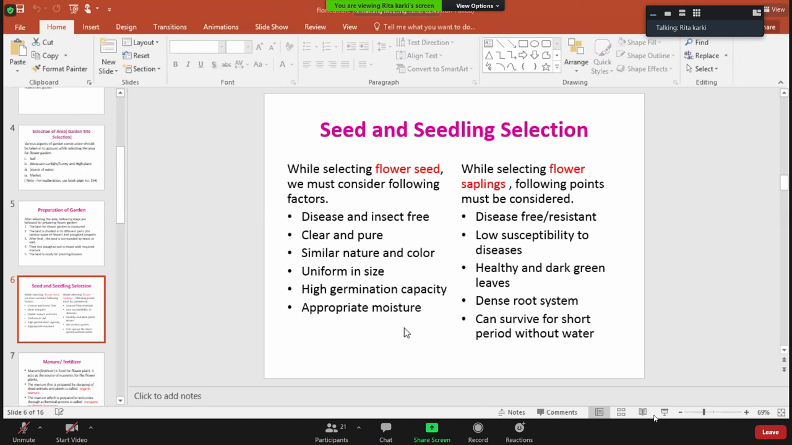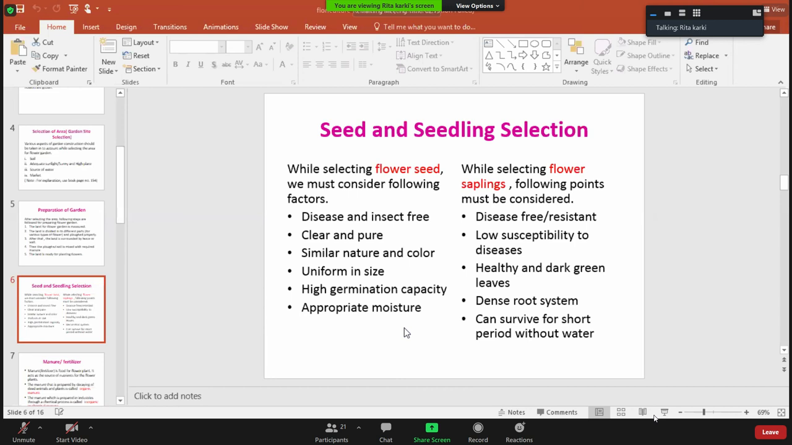Similarly, the seeds should be of uniform size. If the seeds have different sizes, they cannot grow and develop properly. Some of the seeds will grow into a huge plant, and some of the seeds cannot grow. The shadow of one plant can prevent the other plants from growing and developing properly. That is why selecting uniform size seed is also very, very important.